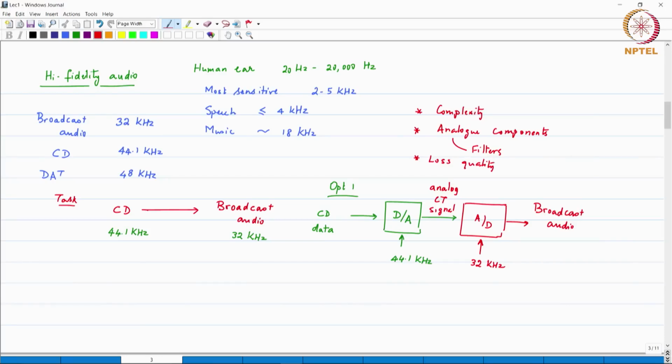So, basically there is some analog filtering, and of course there could be a potential loss of quality. Because we are looking at very high fidelity representation of signals, you do not want to lose any information that is there in your original signal. Potential loss of quality. Okay, so these are things that you note.